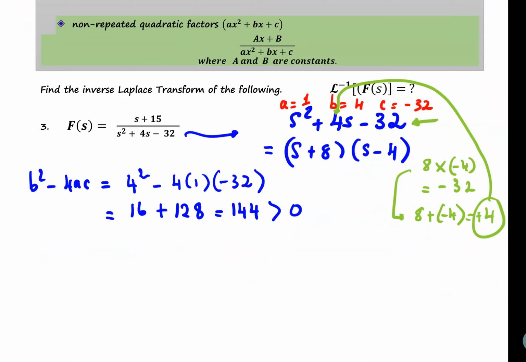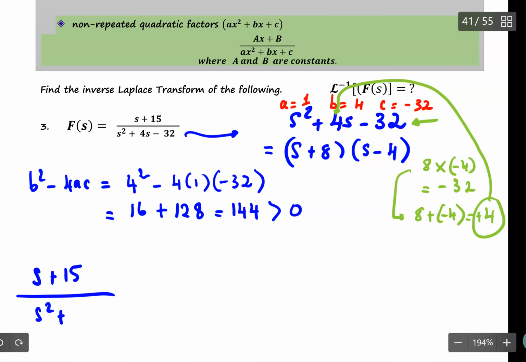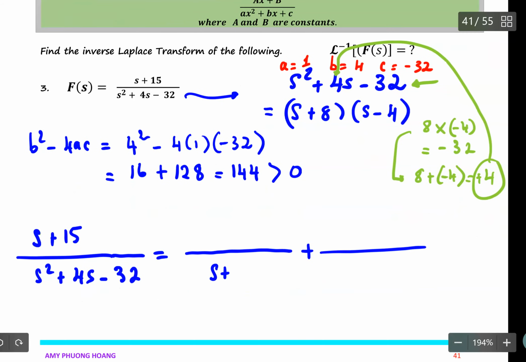At this point, what I will do is I will break this into two fractions. So I will have s plus 15 divided by s squared plus 4s subtract 32 will be equal to, because I have two factors, so I break that into two fractions. So s plus 8 and s minus 4. Okay, so let's go back and review what we have up here.